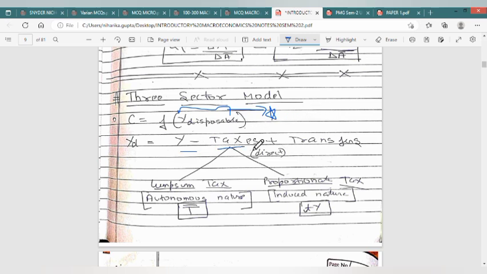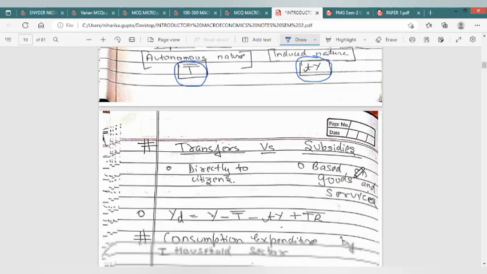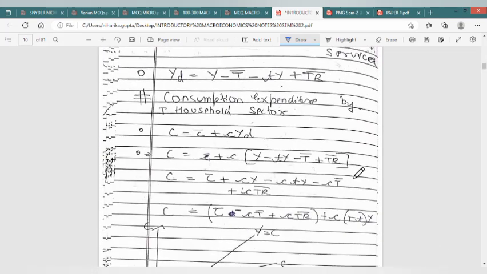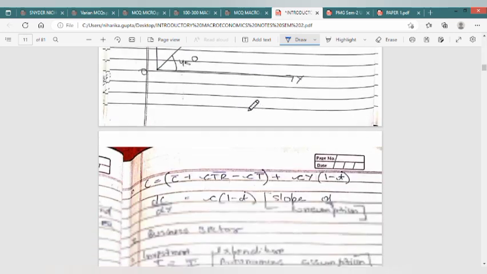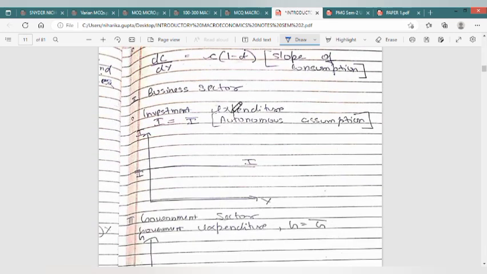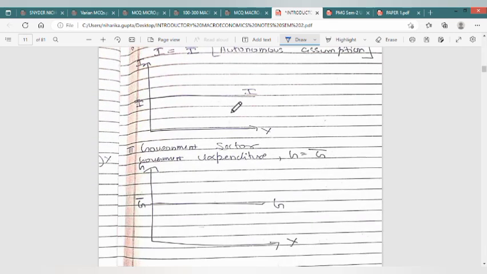government. Now taxes can also be lump sum, which is autonomous nature, where simply as T bar they would be given, and also induced nature, where they would be proportional to our income, basically the proportionate taxes. Now we have consumption expenditure by household sector, where that would be C bar plus C multiplied by YD, which is the disposable income. Now moving ahead, we have the business sector. Again the investment is autonomous. Government sector, government expenditure again given as autonomous.